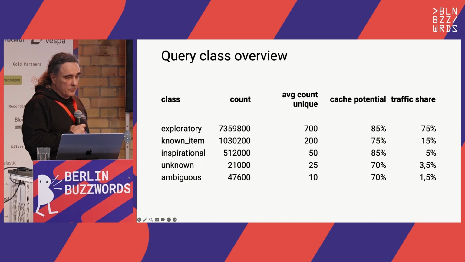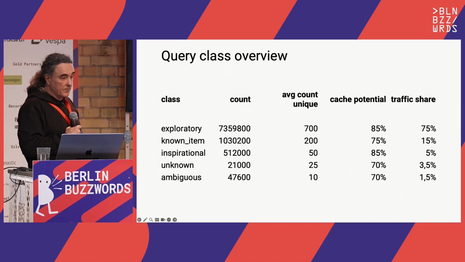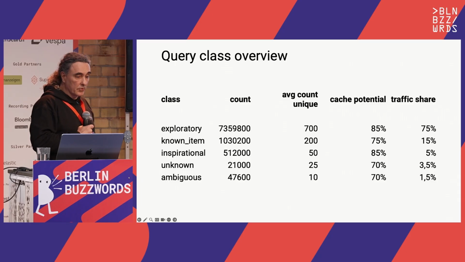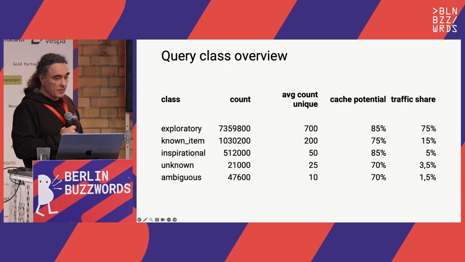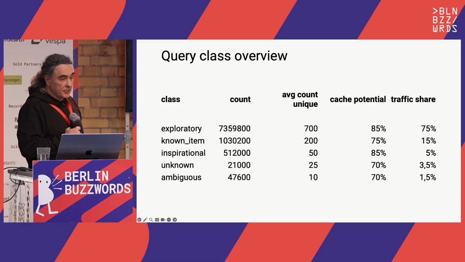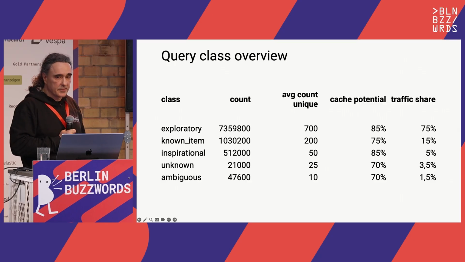Still, we derive from this that we need to address the different classes, exploratory, inspirational, and known item, and we would benefit from caching the mapping from user query to intent to keywords.